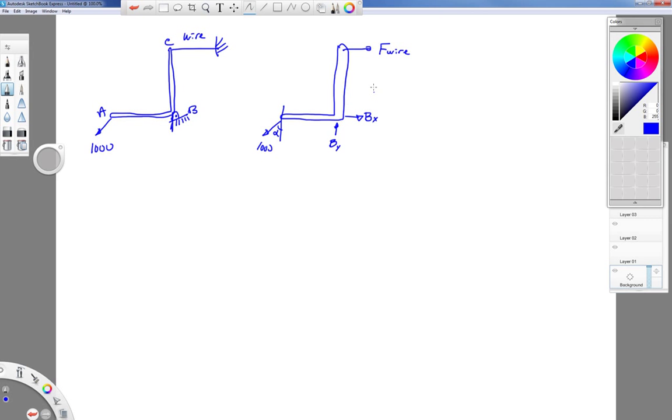Now with our statics, we can do the summation of moments about point B, and we can do the summation of forces in the X and Y direction, and you can find all of your unknowns if you know the dimensions. So you can find BX, BY, and FY. And let's say this is dimension D1, this is dimension D2.